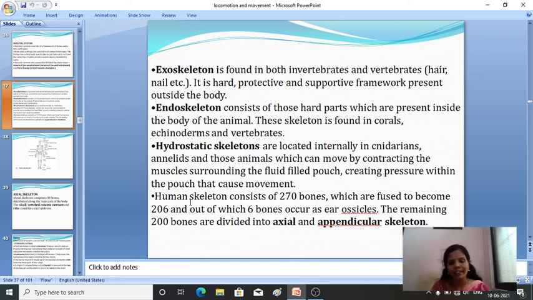So again here in the human skeletal system, it generally consists of 270 bones which are fused to become 206 bones, out of which 6 bones occur as ear ossicles, and the remaining 200 bones are divided into axial and appendicular skeleton. Fine. So the complete skeletal system is divided into two parts. One is axial and the other is the appendicular skeletal system.